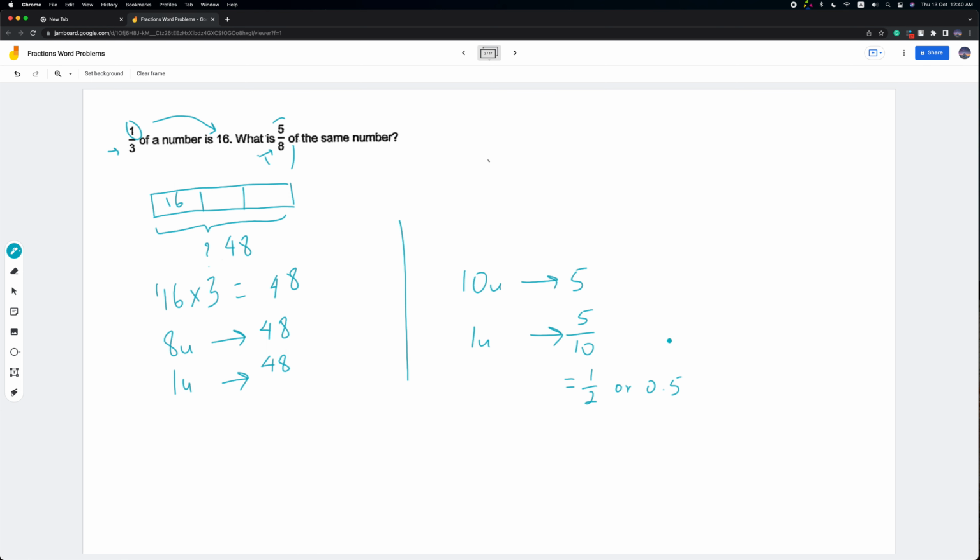But what some students would do is they would say, 10 units is 5, and then when they want to find 1 unit, instead of taking 5 divided by 10, they would say, oh, it's 10 divided by 5 because 10 is larger than 5. And they said the answer is 2. This is wrong. So how can you remember this? It's very simple.